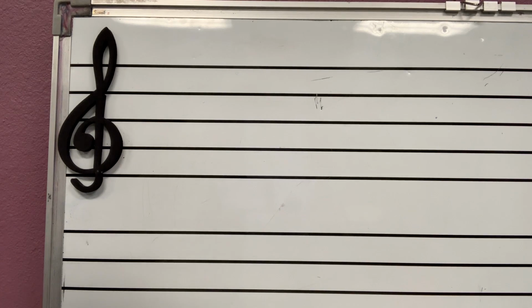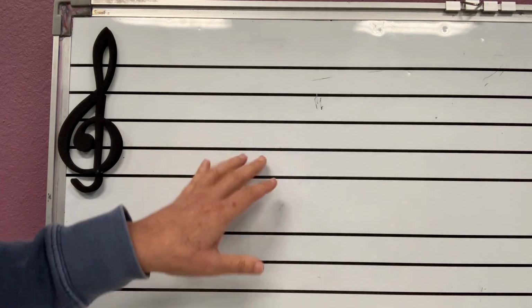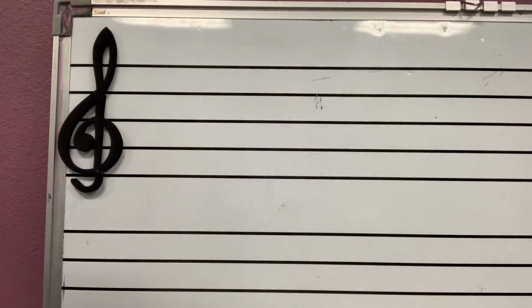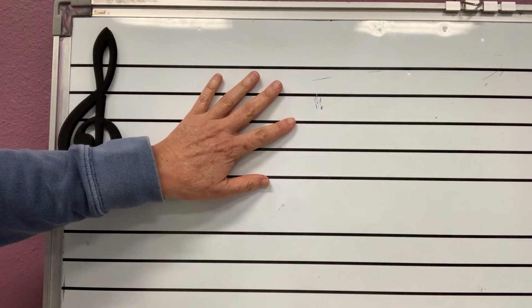Let's remember the first note that we met. Remember how I told you to make music? You need these lines. This is where you write music. These lines are called staff.